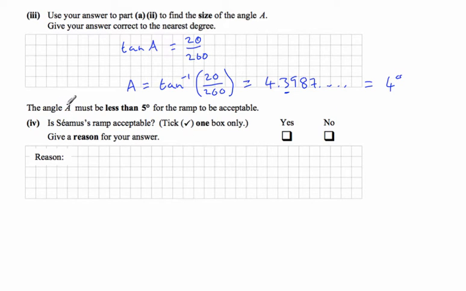Part 4, the angle A must be less than 5 degrees for the ramp to be acceptable. Is Seamus's ramp acceptable? Yes. Give a reason. Because it's less than 5 degrees. It's 4 degrees, so it's less than 5 degrees. Or you can say 4 degrees is less than 5 degrees.